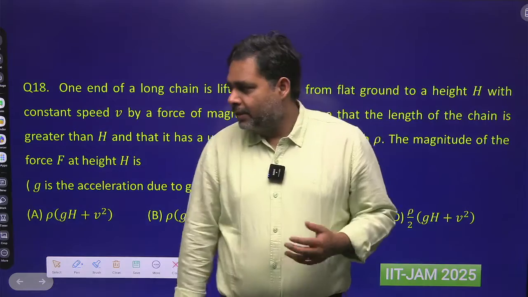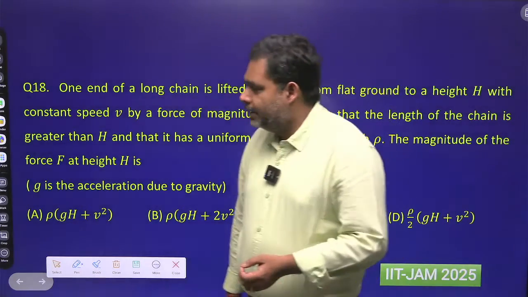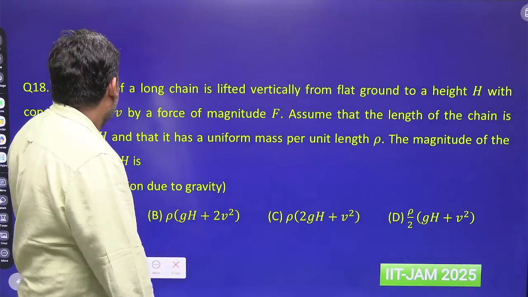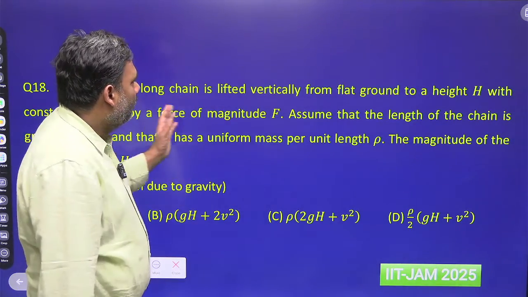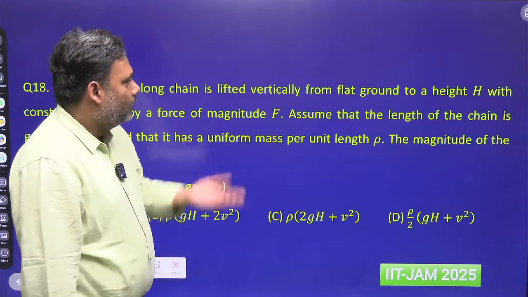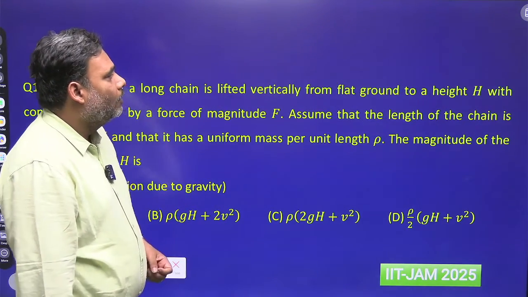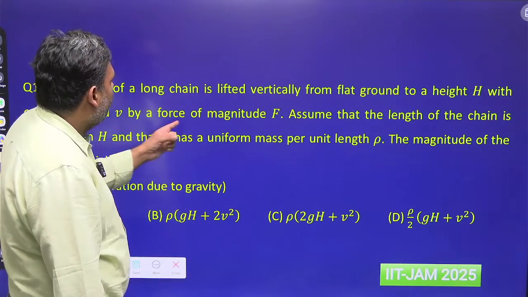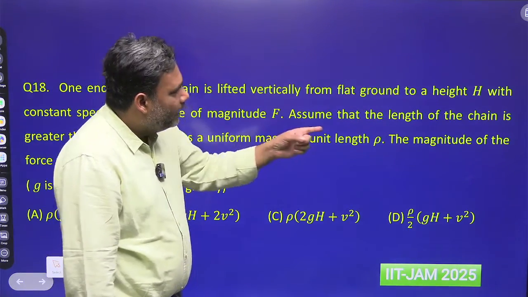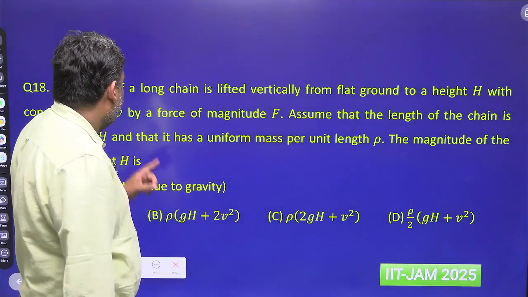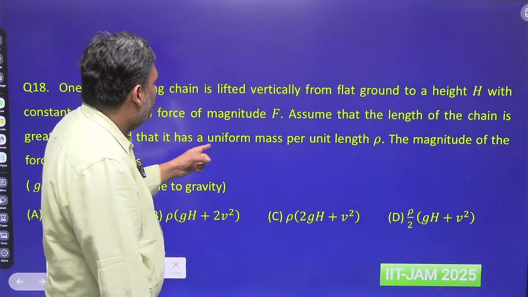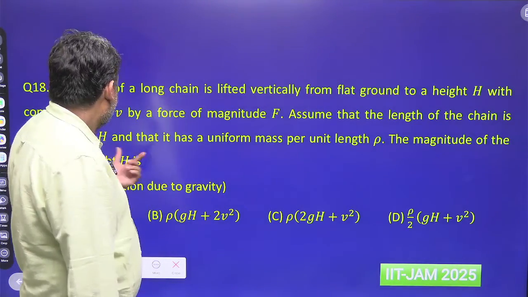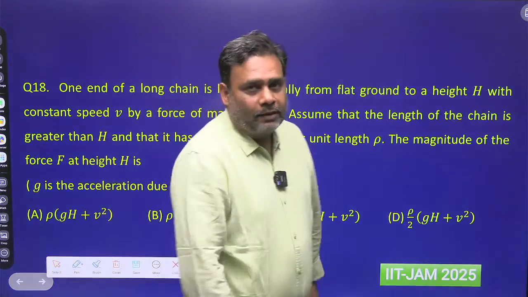Hello students, so let's try to solve one more problem from IIT JAM 2025, and this problem is one of the beautiful problems. So what is given? A long chain is lifted vertically from flat ground to a height h with a constant speed v by a force of magnitude F. Assume that the length of chain is greater than h and that it has uniform mass per unit length rho. The magnitude of force at height h is what we have to calculate.